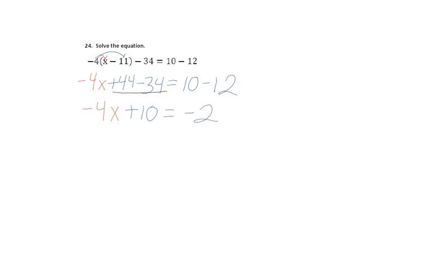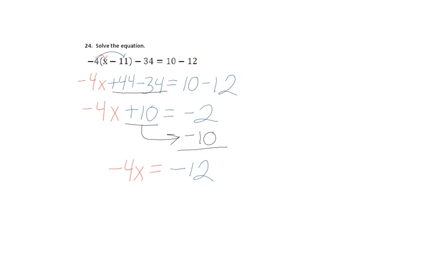Okay, fair enough. Next, what I like to do is I like letters left, numbers right. Good news. All the letters are already on the left side. So I would like all the numbers to move to the right. Specifically, I would like this 10 to move to the right. So I'm really going to do minus 10. And negative 2 minus 10 is negative 12. So negative 4x equals negative 12.